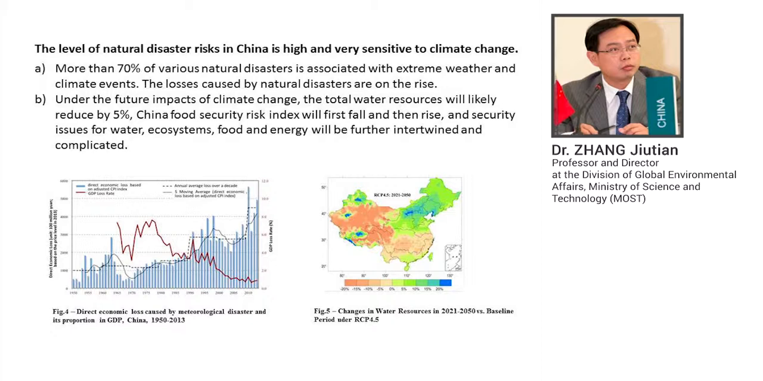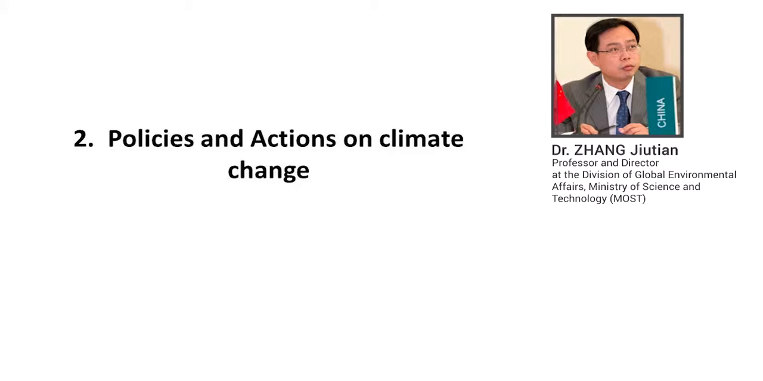This is a very general background regarding the climate change effects in China. That is why the Chinese government attaches great importance to climate change. From the science and technology aspect, we think science and technology is the key to solving climate change issues. Now I'd like to introduce the policies and actions carried out by the Ministry of Science and Technology.